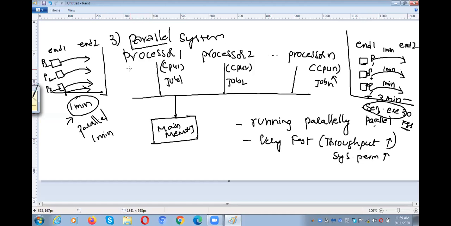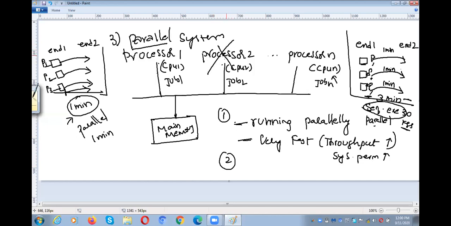Likewise, we have multiple number of processors: processor 1, processor 2, and so on, processor n. All the CPUs run the jobs at the same time, so that we can complete all the tasks in less time. Running parallelly, so it is very fast. That is the first advantage. So what is the second advantage? For example, processor 2 has failed.